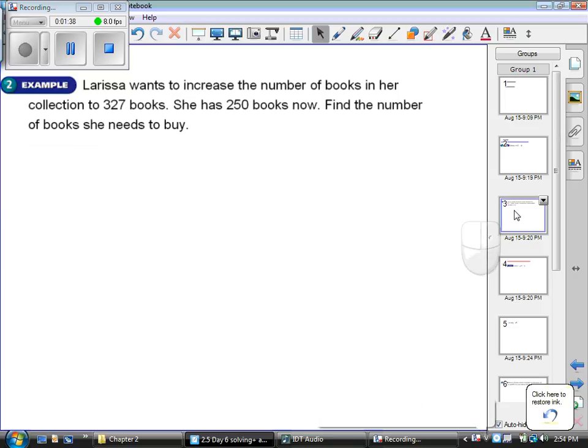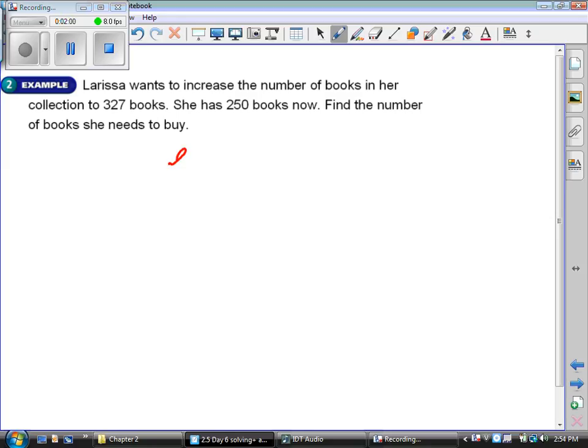Okay, this is a word problem. Larissa wants to increase the number of books in her collection to 327 books. She has 250 books now. Find the number of books she needs to buy. So we're going to start this problem off. It's a very simple algebraic problem. We're going to use a variable, let n represent the number that I'm trying to find, the number of books she needs to buy.